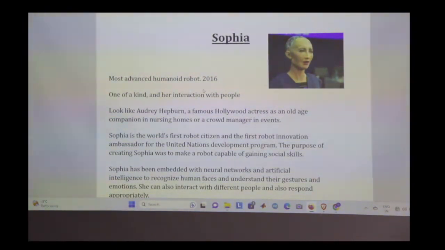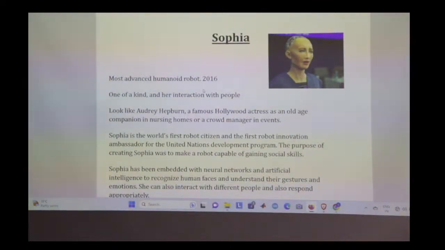Dubai. So, one of a kind in her interaction with people, she looks like Audrey Hepburn, a famous Hollywood actress. It's not the exact copy of her, it is an advanced copy. When that actress becomes a little older, she will look like this. That was the assumption. Sophia is the world's first robot citizen, and the first robot innovation ambassador for the United Nations Development Program.